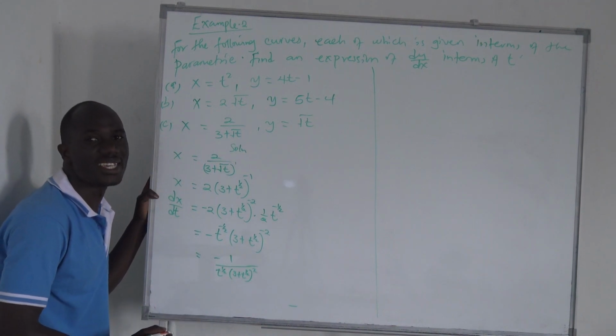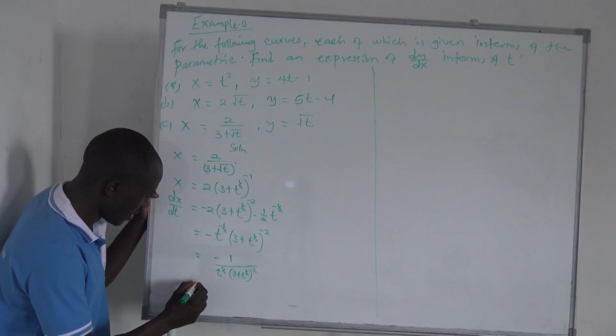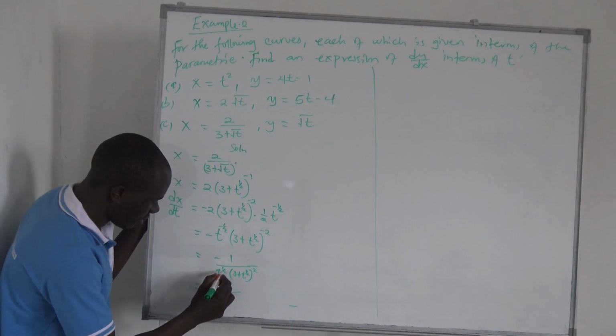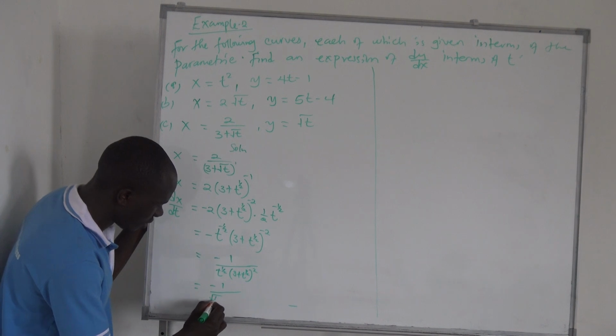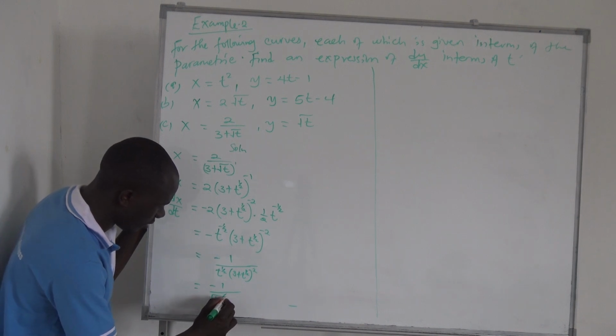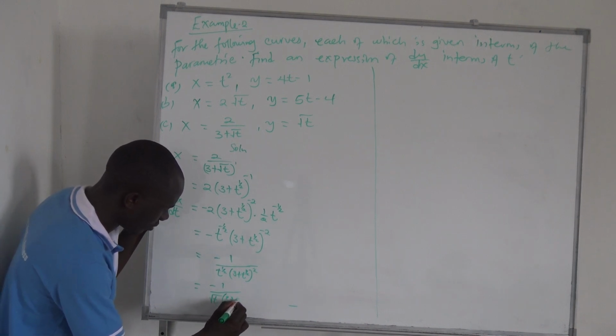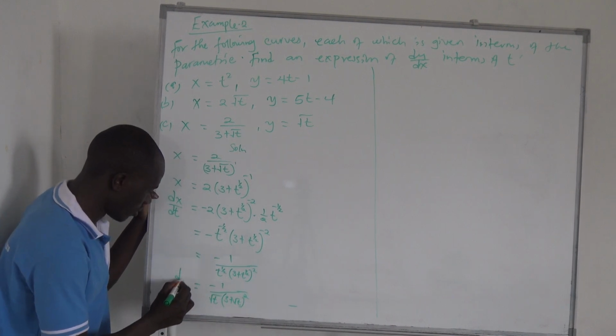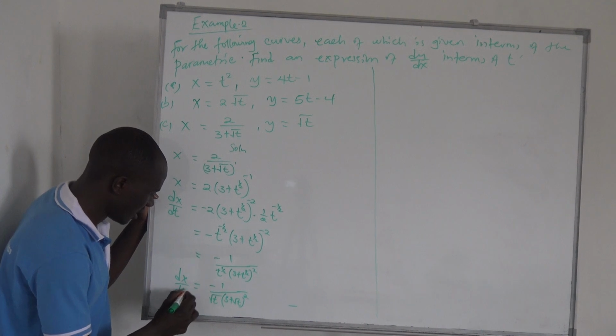From the use of indices, I think members are getting the point. So this one becomes negative 1 all over, and this is the same as root t into (3 plus root t) to the power 2. That is what we call the dx/dt.